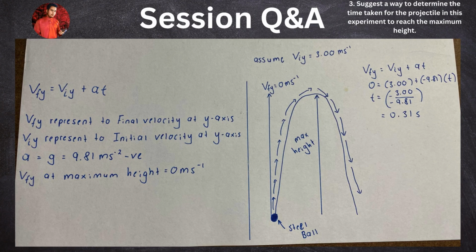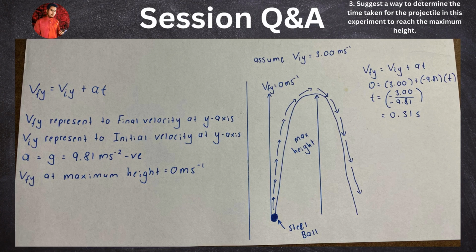So I will give you an example, as you can see on the right. Imagine there is a steel ball that we launch with an initial velocity of 3.00 meters per second. For sure the velocity will decrease as it reaches the maximum height. We can conclude that the final velocity Vfy is 0 meters per second.